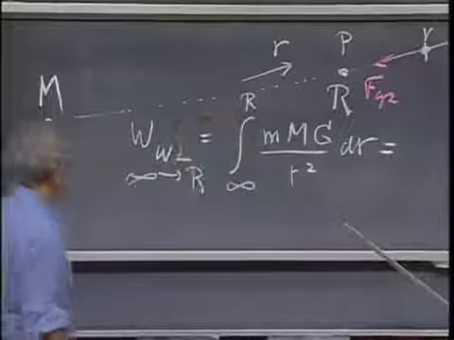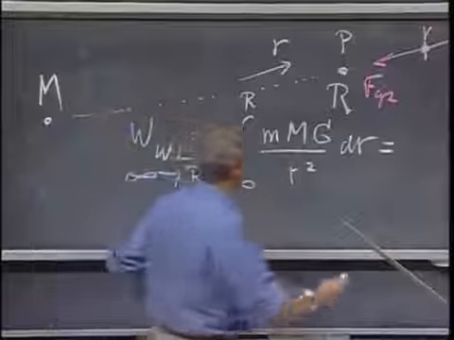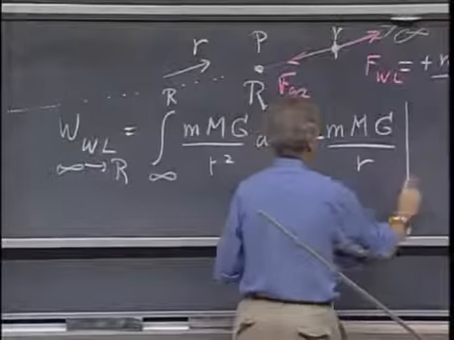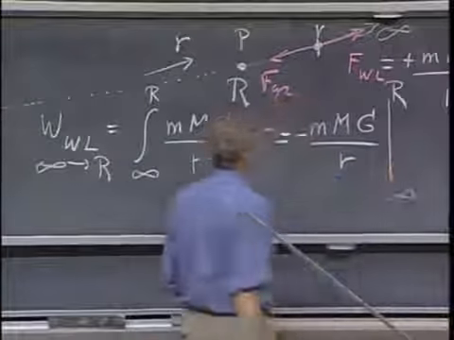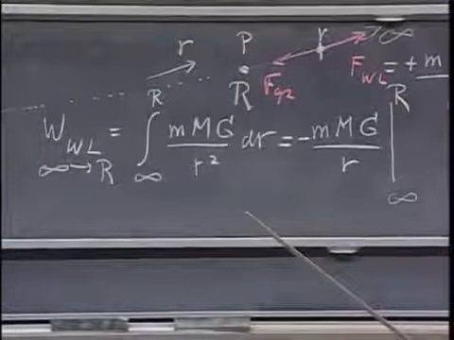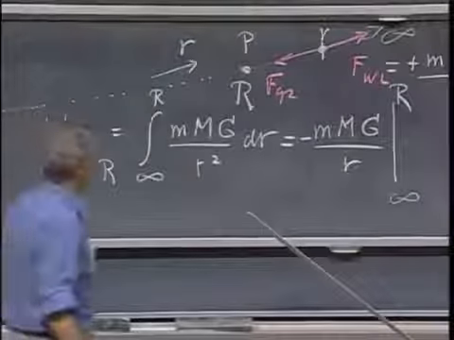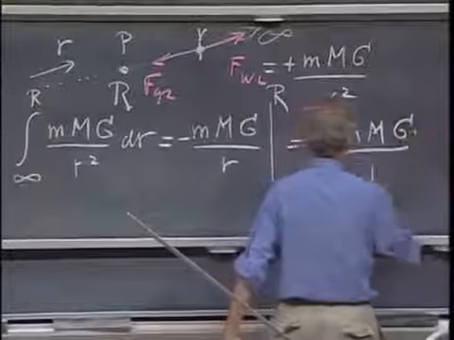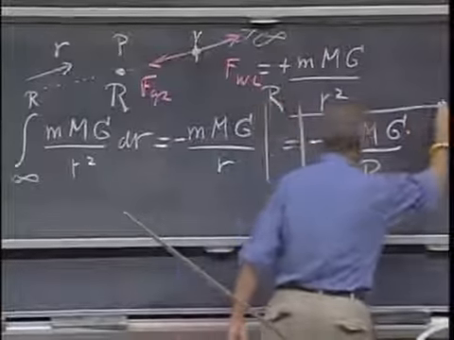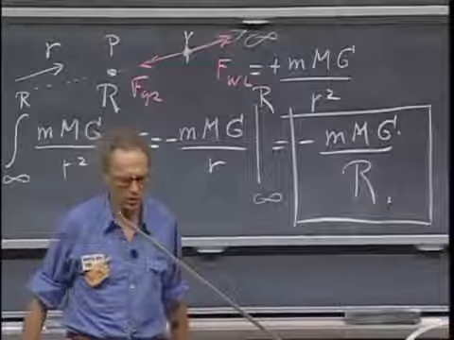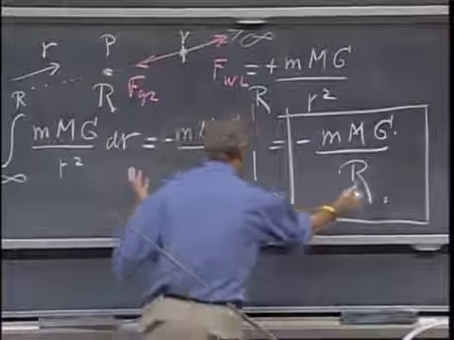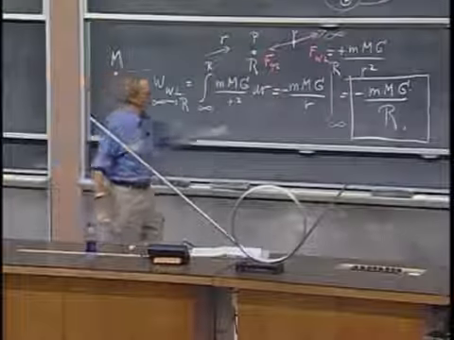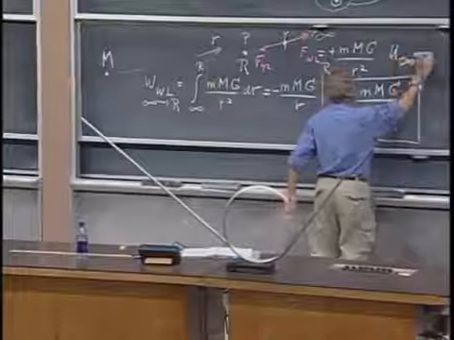That's a very easy integral. This is minus 1 over R, so I get mmg over R with a minus sign, and that has to be evaluated between infinity and capital R. When I substitute for R infinity, I get a 0, and so the answer is minus mg over capital R. And this is the potential, gravitational potential energy at any distance, capital R, that you please, away from this object. At infinity, it's now always 0.